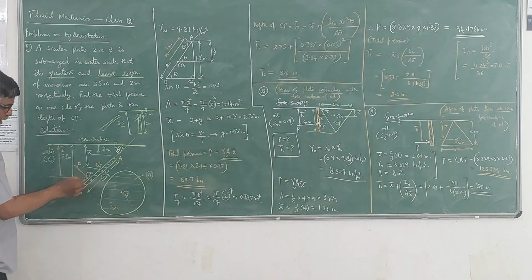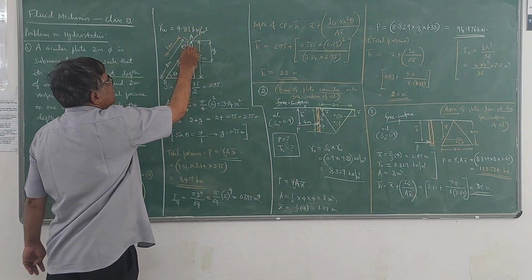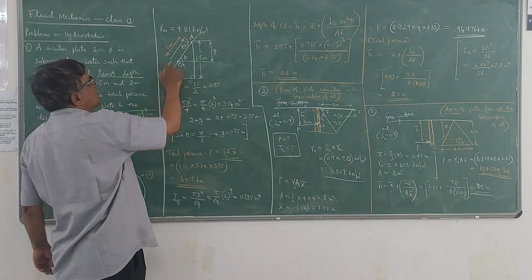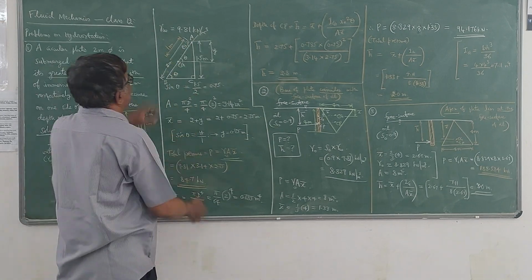So I will take the plate like this. It is making an angle theta with the free surface. Since this is theta, this becomes theta. You know that the diameter of the plate is 2 meter. So to the center of gravity it will be 1 meter.